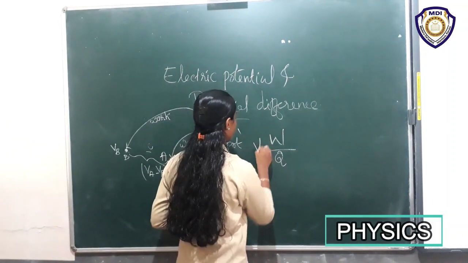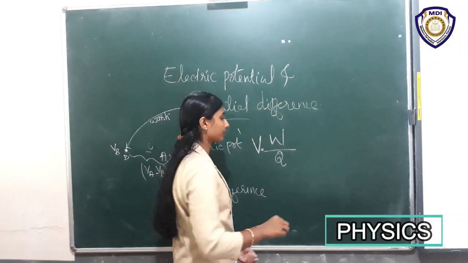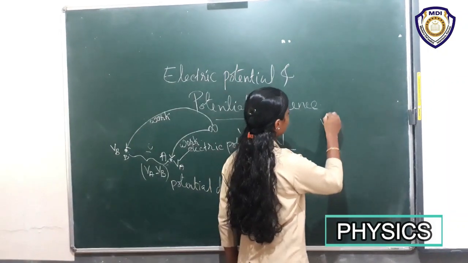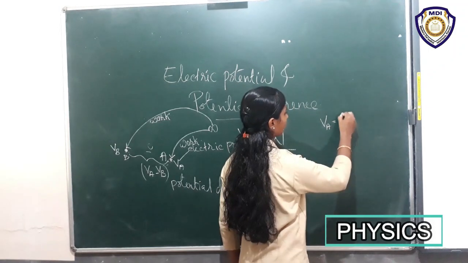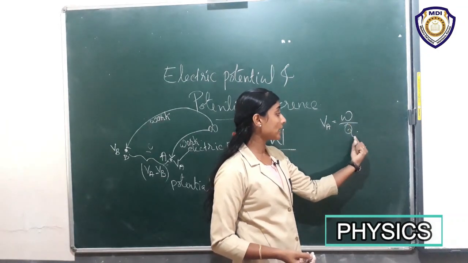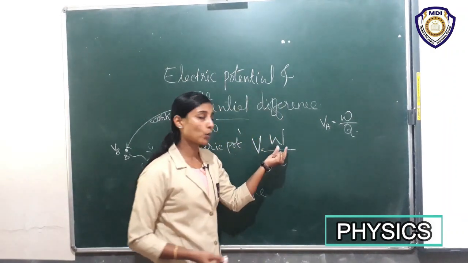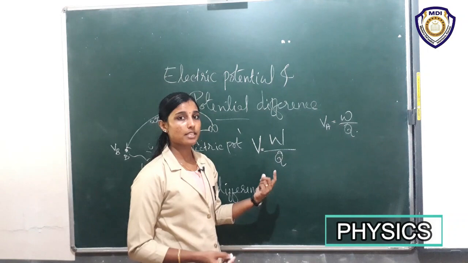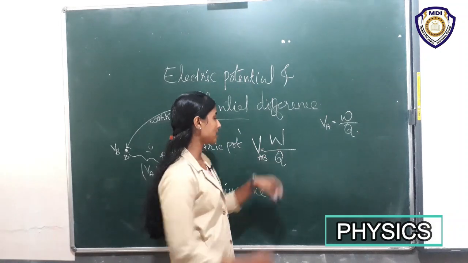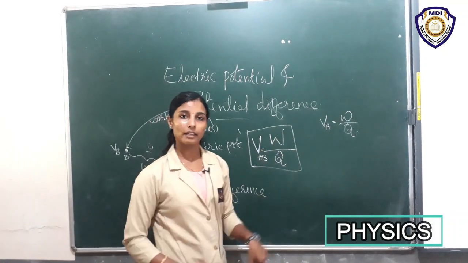So we can represent V is equal to W by Q. So this is the potential difference. If we write electric potential as V, what happens? VA is also W by Q. What is this W? The work done to bring a unit charge from infinity to that point. But here, to bring a unit charge from A to B, that is the potential difference between A and B. Anyway, potential difference is work divided by charge.